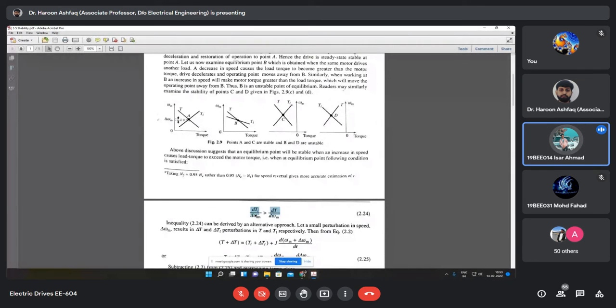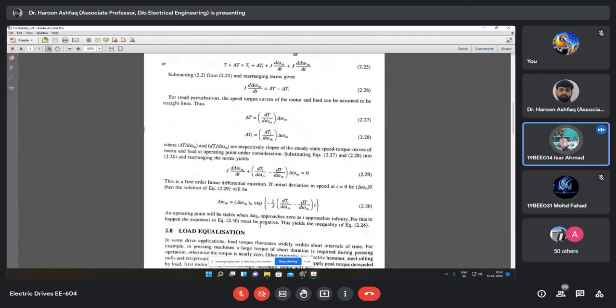सर, जो आपने डिराइव किया है उसमें इक्वेशन जो रिवर्स में आ रहा है, उसमें आ रहा है dT upon dω_m is less than that thing, greater than that thing. हम्म. Just wait for a minute. सही कह रहे हो.